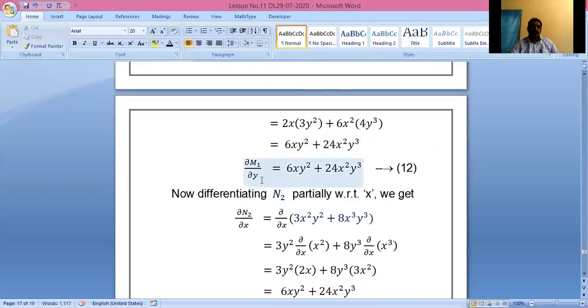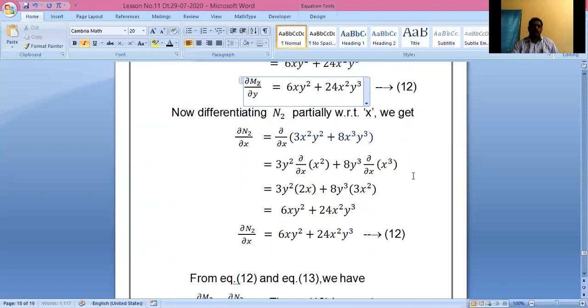Therefore, dou M2 by dou y is equal to 6xy square plus 24x square y cube. Let this equation be 12.